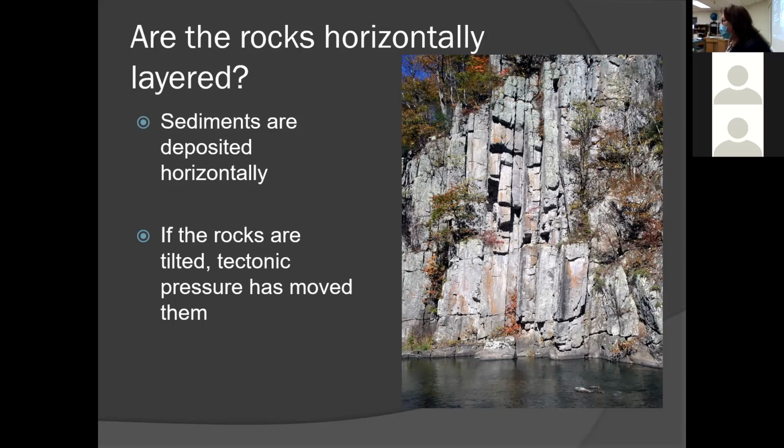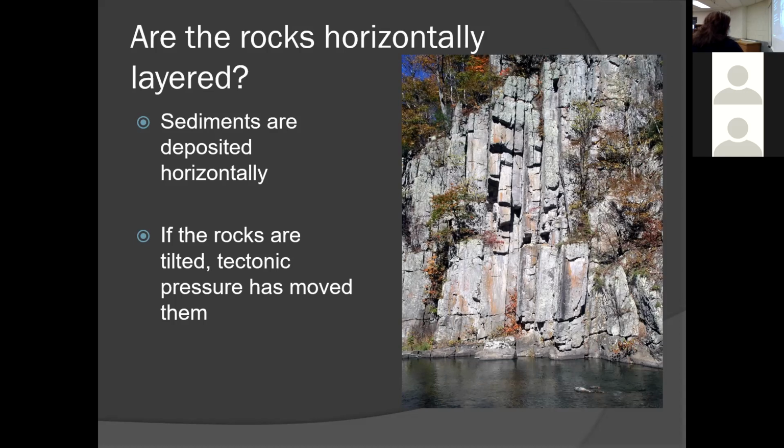So if the rocks are tilted like that, it had to happen that they were laid down and made rock. And then what was Proto-Africa came and kind of collided with Proto-North America and tilted them. So there was pressure, squeezed, and the rocks were tilted.